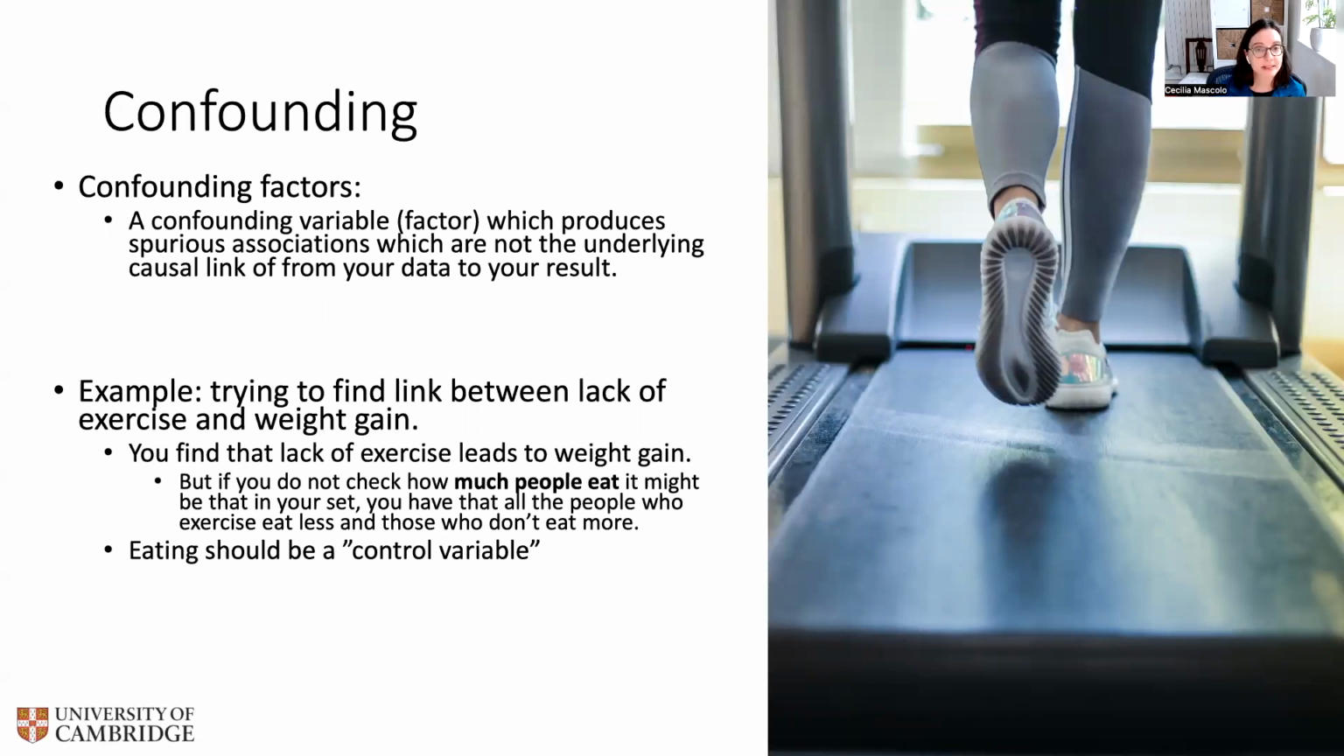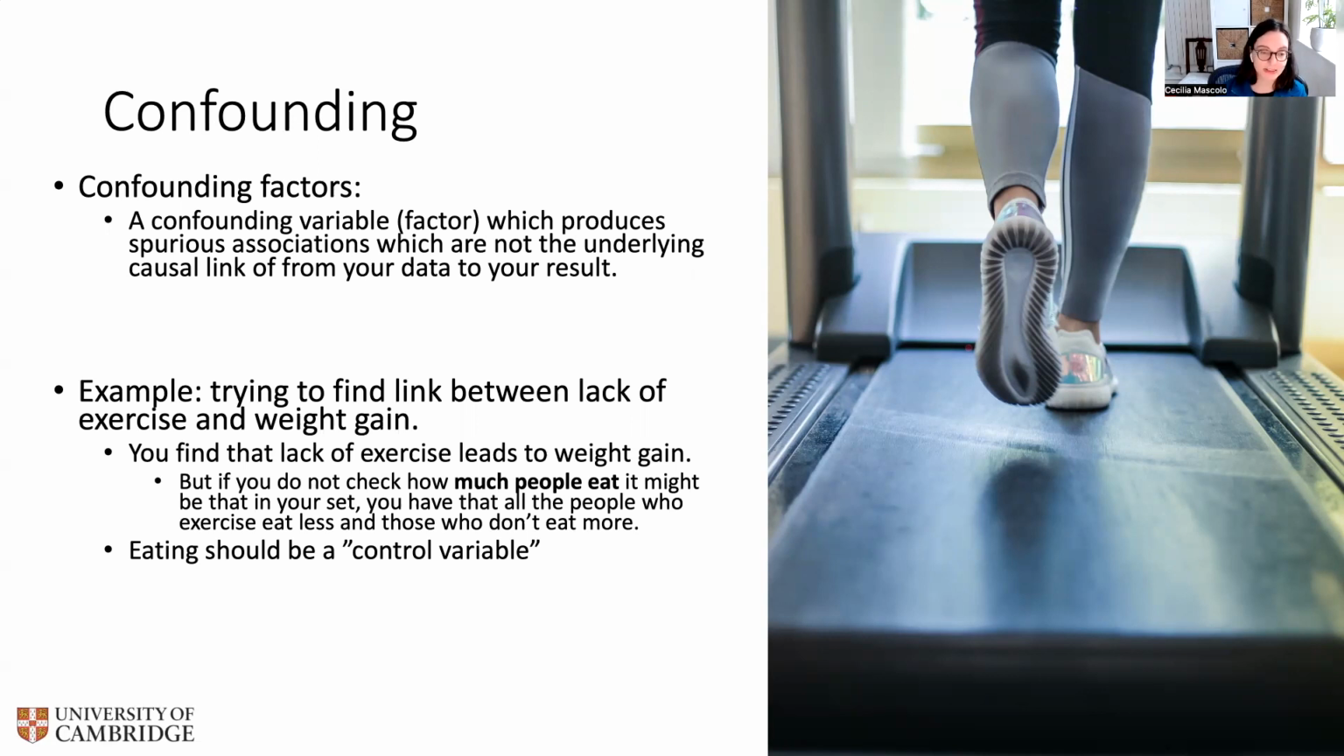There are also aspects that are important related to confounding factors. Confounding variables might produce spurious associations that are not really a causal link from your data and your results. I'll give you an example. If you're trying to find a link between lack of exercise and weight gain, and your data says the lack of exercise leads to weight gain because you train the model and you test the model and you say, oh, well, there's a link there. You find a correlation. But then you have not checked for a variable of perhaps diet, how much people eat.